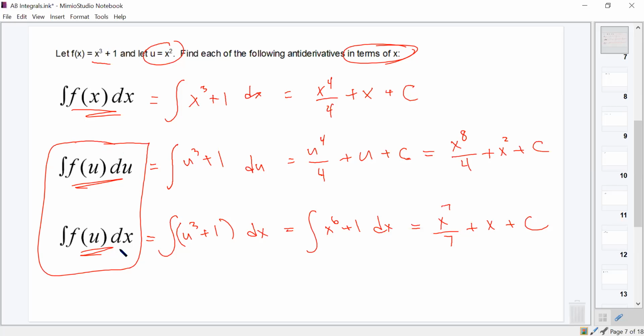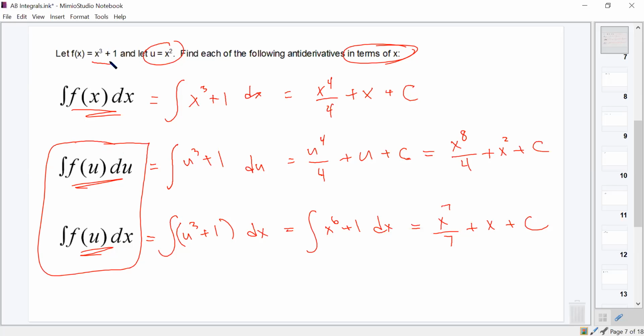We're going to use this idea where we have a function within a function, or a substitution that we're going to make where u is equal to something in terms of x to help us to integrate some functions that we might not normally be able to integrate.